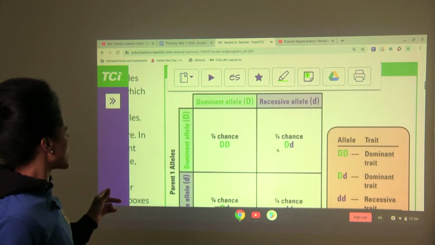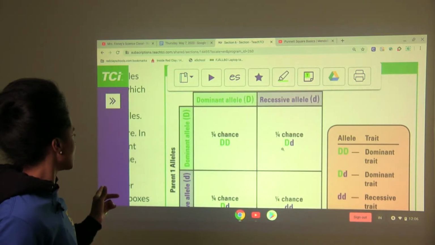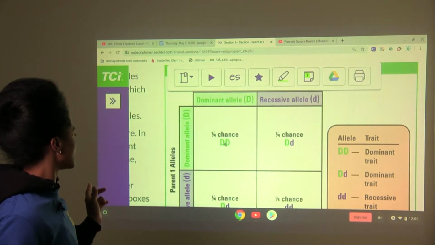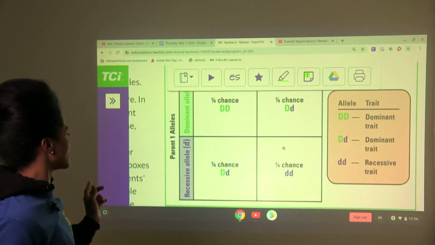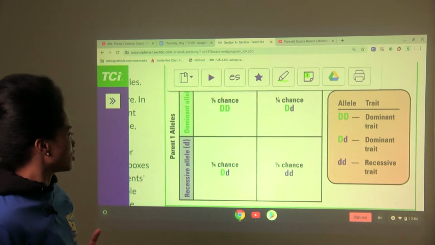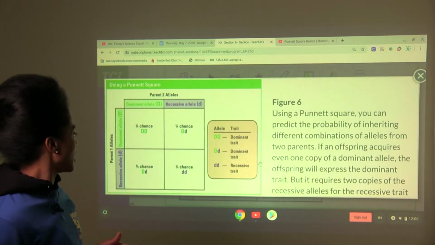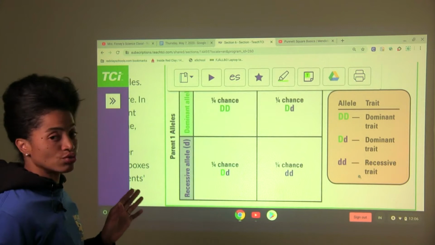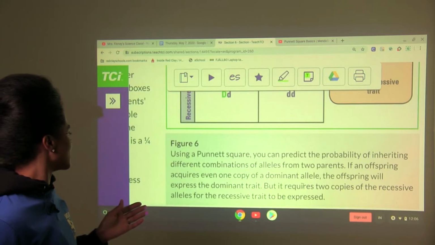So each of these boxes represents a quarter. Okay, 25% chance. And so here, when we put these two together, we have a 1/4 chance of this combination. Okay, 1/4 chance of this combination, 1/4 chance of this combination, and 1/4 chance of this combination. Now, here we can see, okay, this will give a dominant trait, 2 dominant alleles. A dominant allele and a recessive allele will still give a dominant trait, and we know 2 recessive alleles will give a recessive trait. All right, so that wraps up what we need to see there.